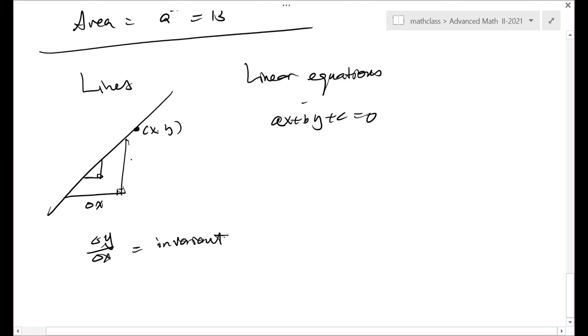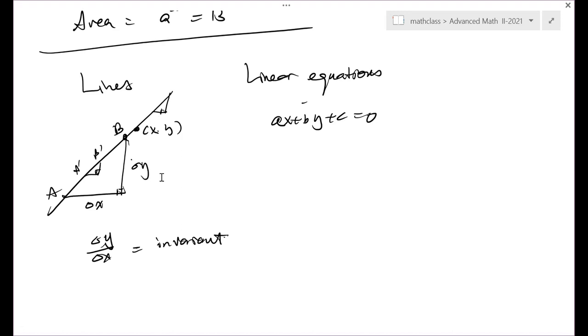The invariant means it's independent of the choice of the two points in the xy plane. So here are a and b. I can choose a prime and b prime. Then delta y and delta x will change. However, the ratio stays at the same value. That's called the invariant. It's regardless of the location of the right triangle. You choose two points on the line and draw the right triangle.